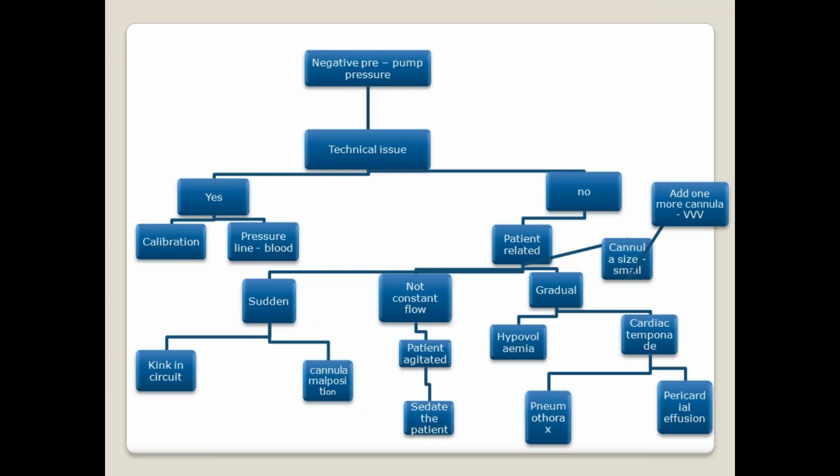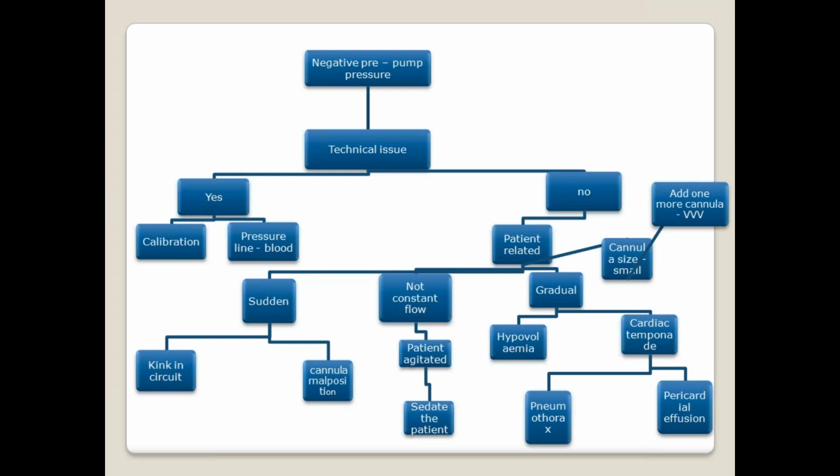If it occurred suddenly, the flow was okay and suddenly the flow goes down, one of the causes can be a kink in the circuit or cannula malposition. This can occur especially when the patient has been given some position, or the patient has passed motion and you start planning to clean the patient. During this kind of episode, this happens. So you always have to find out what has triggered this and how it occurred. Again, this is easy to clear up.